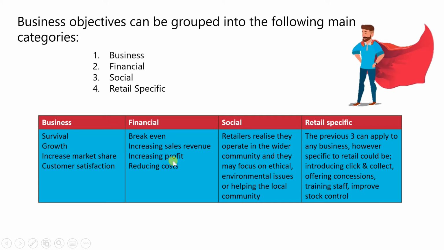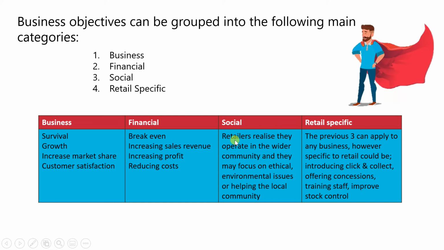Increasing your profit. These are all your sales, and what can you do to increase your sales? And the final one is reducing costs. Any business has costs in terms of raw materials, in terms of electricity, rent, the fixed costs. So these are costs that a company might want to reduce.